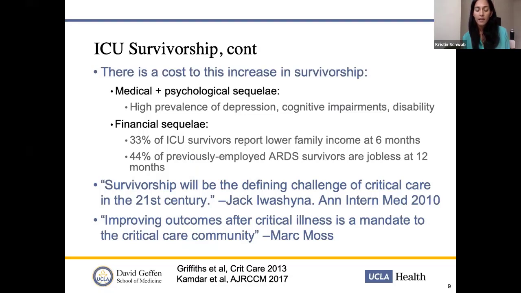And so now these last two bullet points are from two of the leaders within the critical care community, really emphasizing again how important this is for our community, with survivorship being the defining challenge of critical care in the 21st century and improving outcomes after critical illness being a mandate to the critical care community.